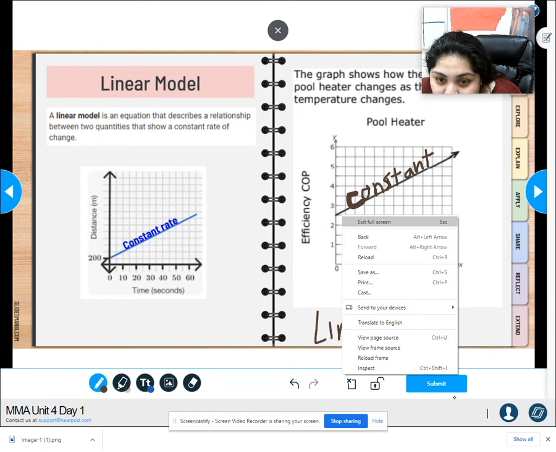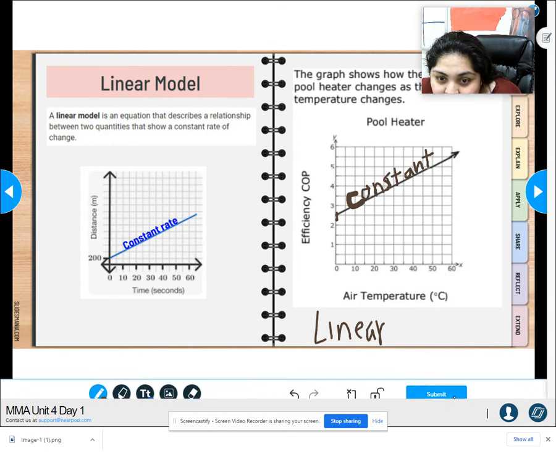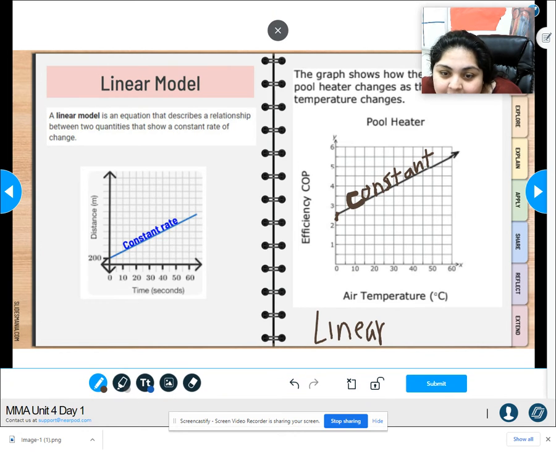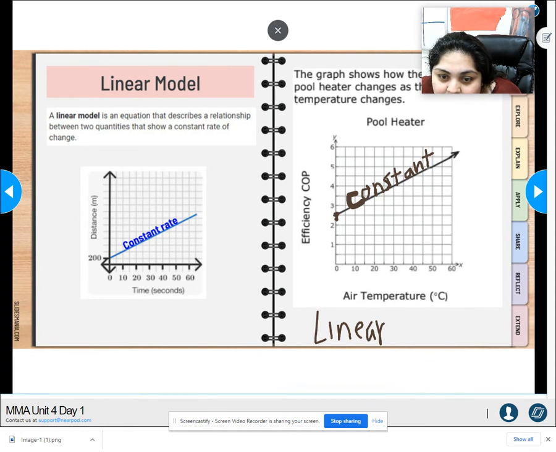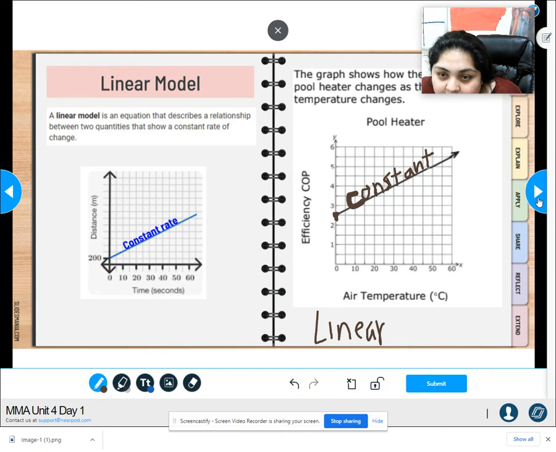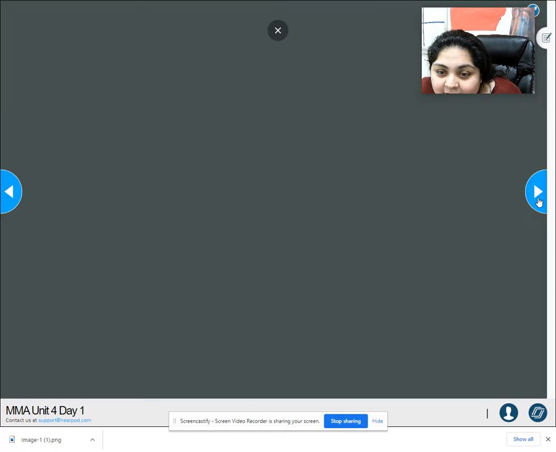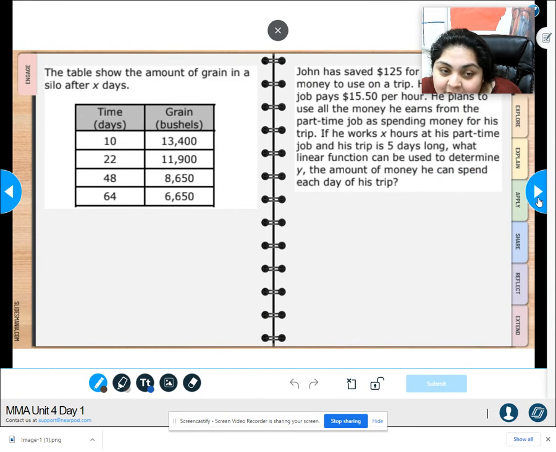Why is it not letting me write? All right, so we got the constant on that. Well, we identified that it was linear.